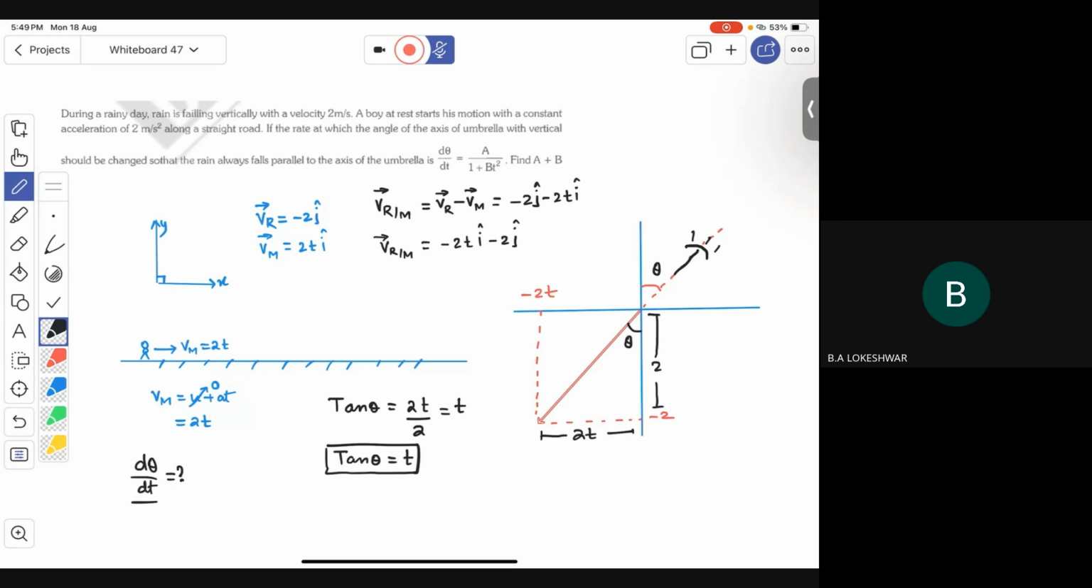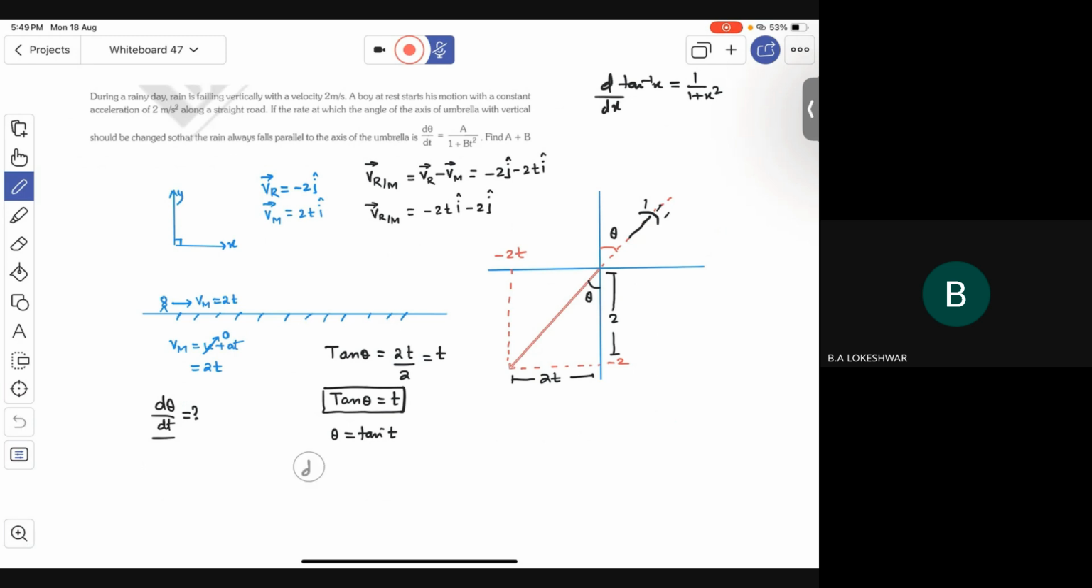One thing is theta will be equal to tan inverse t. You should be knowing that formula. So differentiation of tan inverse t with respect to t, if I ask you, there's a formula. Differentiation of tan inverse x is 1 plus x square. Same way here, differentiation of theta with respect to t will be differentiation of tan inverse t with respect to t, and that will be 1 by 1 plus t square. But you don't have to know this formula.